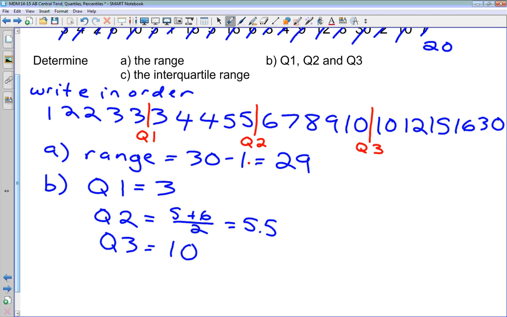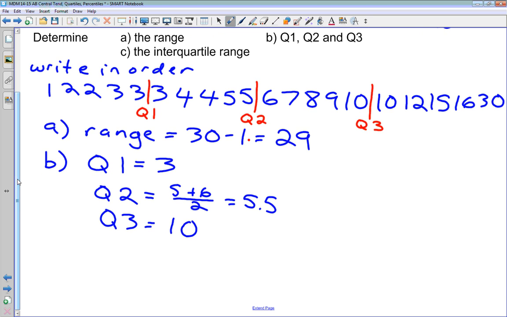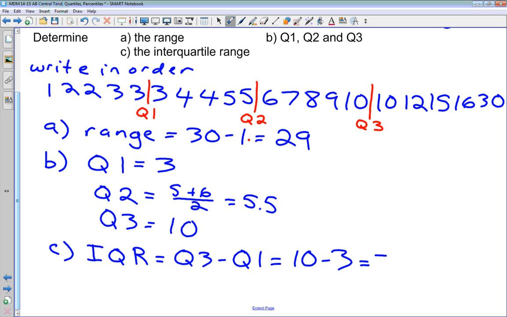Our interquartile range is the difference between Q3 and Q1. So IQR equals Q3 minus Q1. It's going to be 10 minus 3, which is 7. So this gives us a little bit better estimate of how spread out our data are.